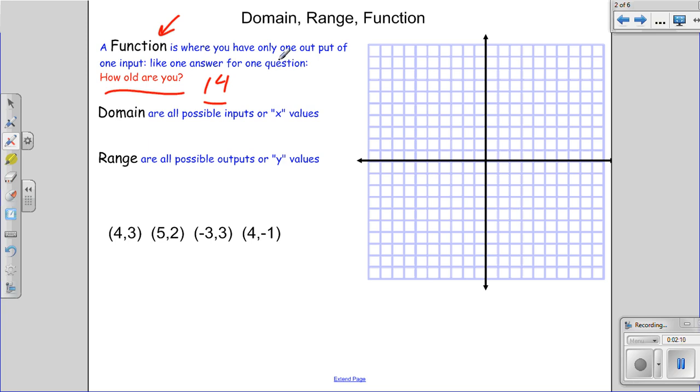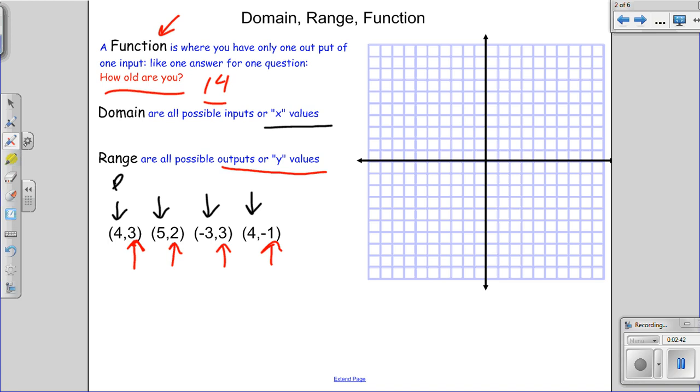The domain is all possible x values. So let's take a look here. All possible x values. Here is the domain, which is x: 4, 5, -3, and 4. Whereas the range is the outputs, the y values. Again, we plug in domain values and we get out our range. So here are the different range values that come out of it.